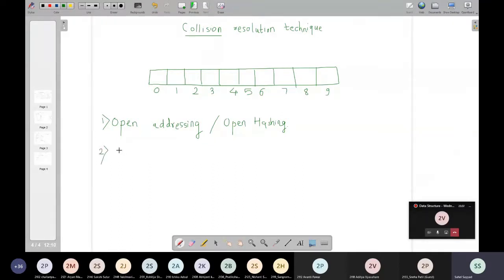The second technique for collision resolution is called chaining, or in some textbooks it is also labeled as closed hashing. So these two types we have to discuss for collision resolution techniques: open addressing or open hashing, and chaining or closed hashing. Now let us start with the first type of technique, that is open addressing or open hashing.